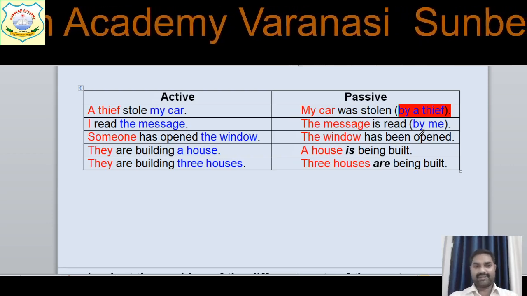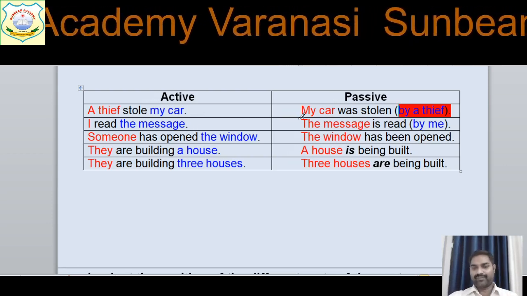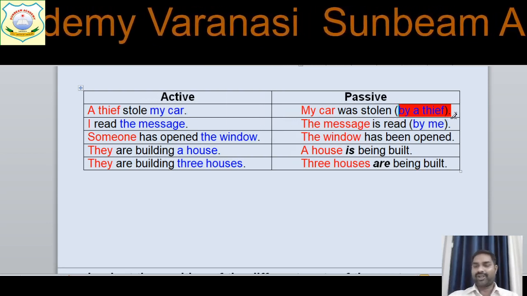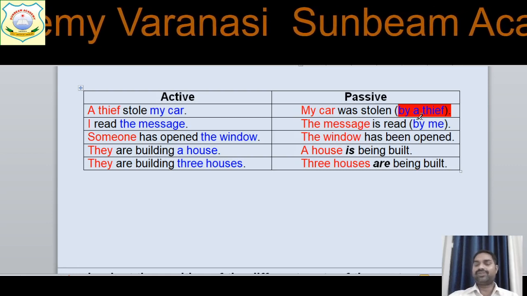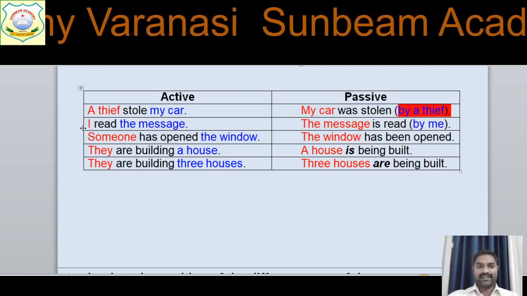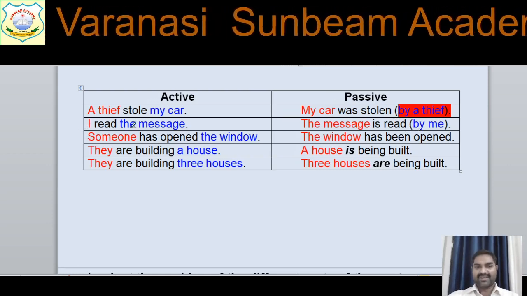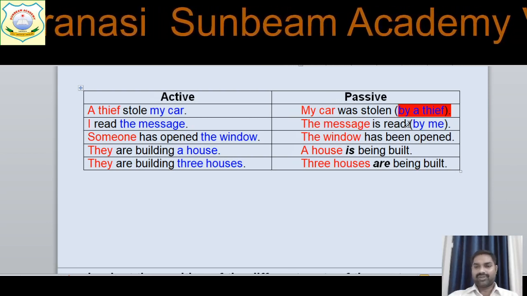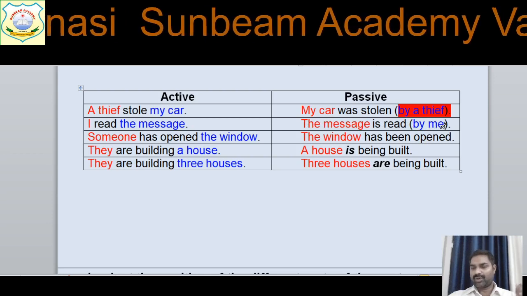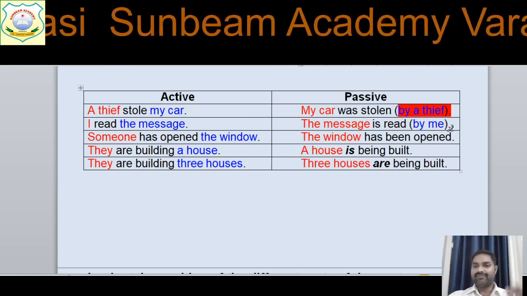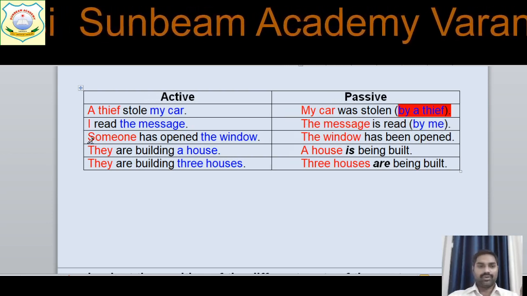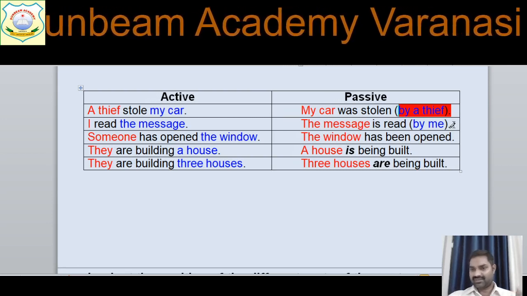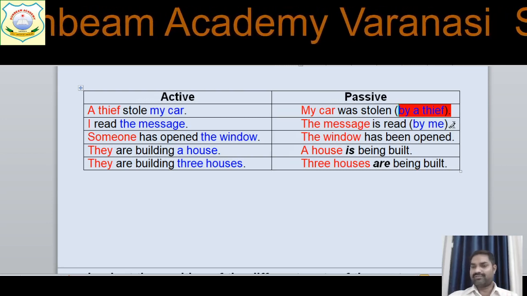The examples are: a thief stole my car. So, my car was stolen. By a thief is not required to write because it is not known who has stolen. Another is: I read the message. So, the message is read. So it is understood. Or if you do not want to highlight it, even if you write it, there is nothing wrong, but it would be unnecessary.